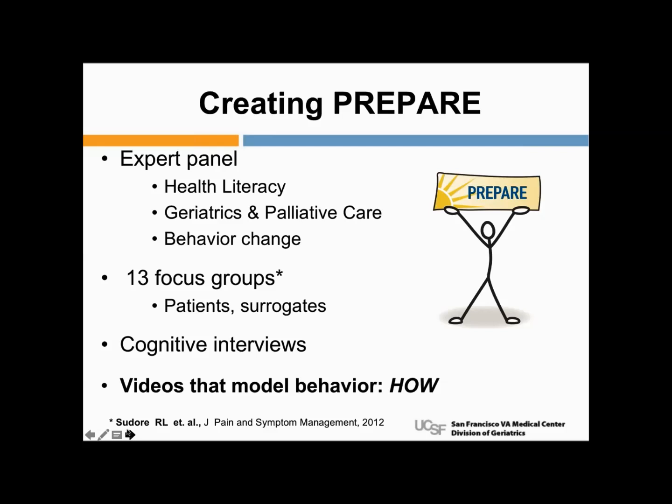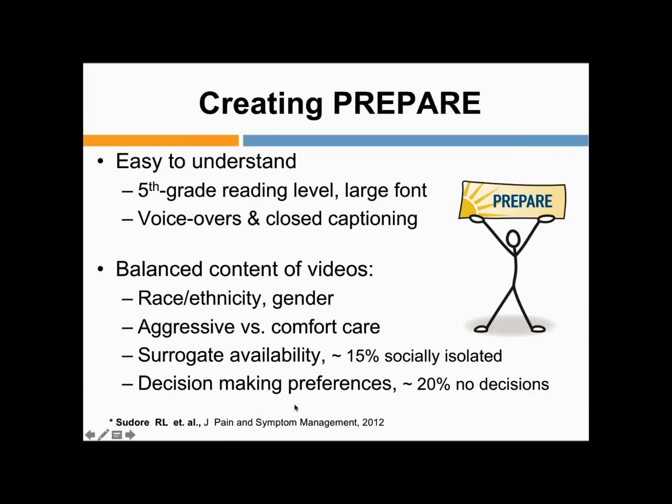And the cornerstone of the website are videos that use video stories. We talked about how important stories were that model behavior. So we didn't want to just tell people to do something. We wanted to show people how to do something. The other pieces of PREPARE that set it apart is that we really tried, just like the advance directive, to make it easy to understand. It's written at a 5th grade reading level, again, ways to decrease cognitive burden. It has large fonts. It has voiceovers and closed captioning.